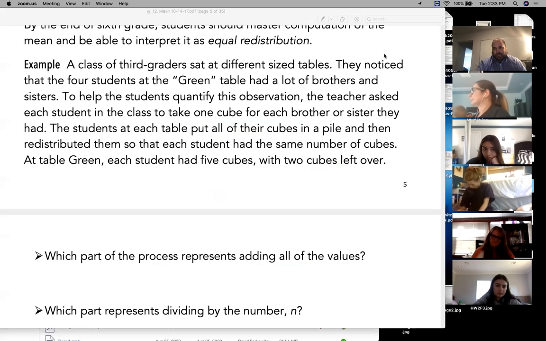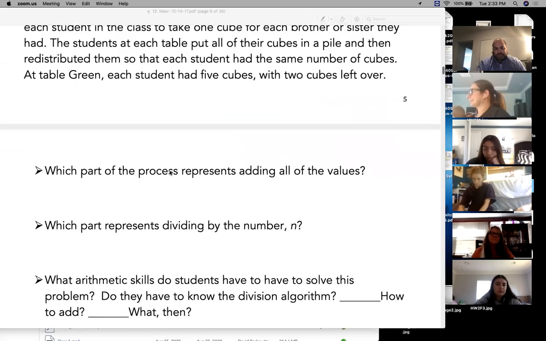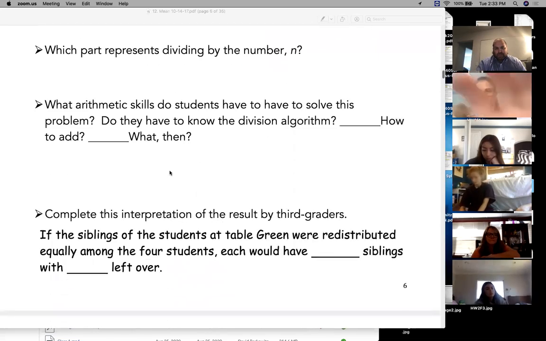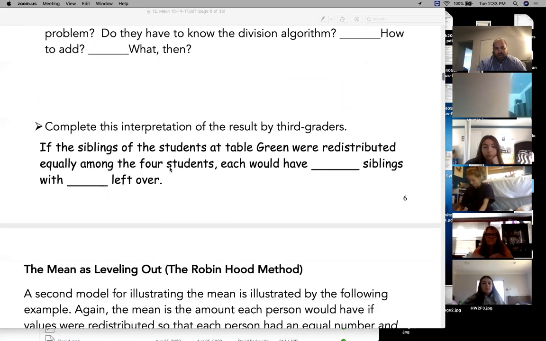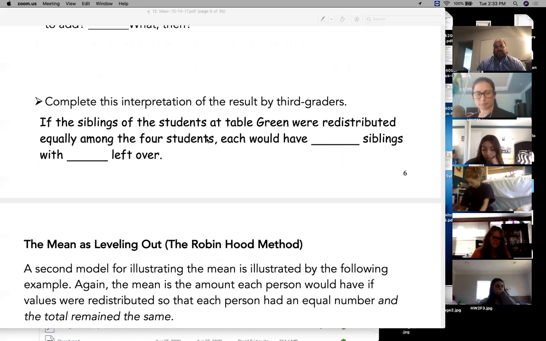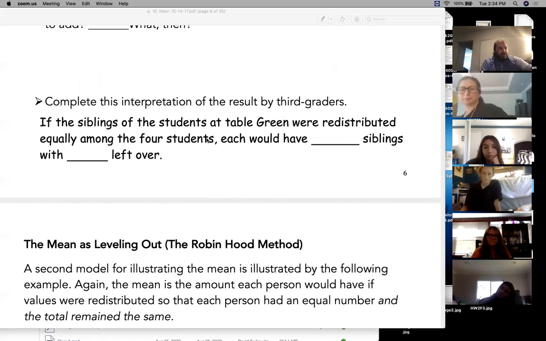Now that part's not really important. What's important is what's coming up. Okay. If the siblings of the students at table green were redistributed equally among the 4 students, each would have how many siblings with how many siblings left over? Okay, the same situation that we just did. Each would have how many siblings with how many left over?